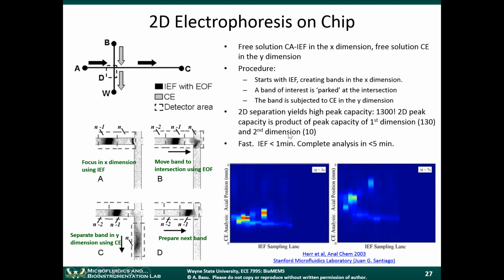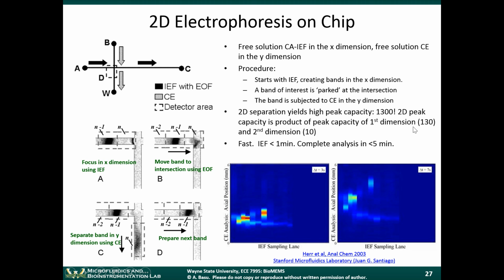So two-dimensional separation gave them a high peak capacity as well, 1300. The peak capacity is a product of the peak capacity in the first dimension, 130, and the peak capacity in the second dimension, which was 10. So they have a better peak capacity in the first dimension. Isoelectric focusing gives you better resolution than traditional capillary electrophoretic separations. So focusing steps are actually much better. So they give you a higher peak capacity. The second peak capacity is only 10.